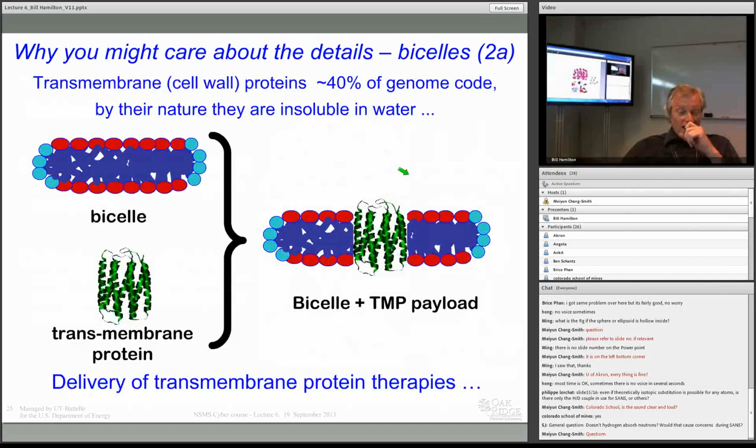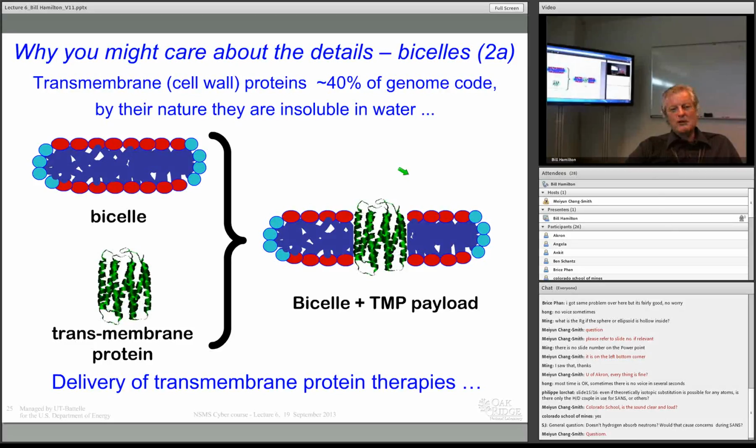So why do I care? Why do we care, rather? Because we thought we would use these things to move around transmembrane proteins, which are encoded by 40% of your genome, and are designed to sit around in the layers of your cells. That's what they do, that's where they have functions.